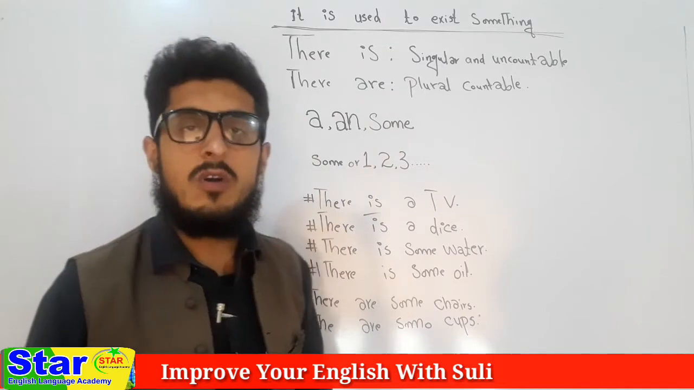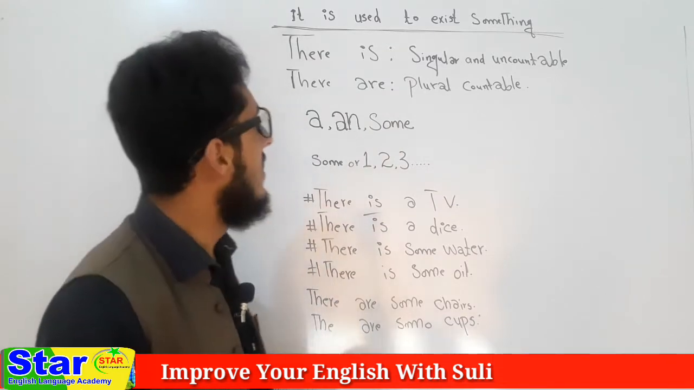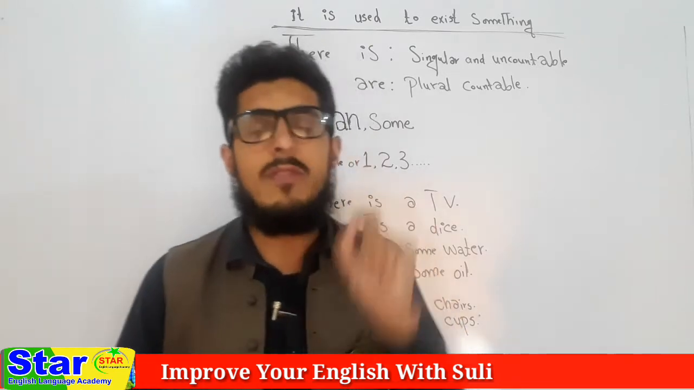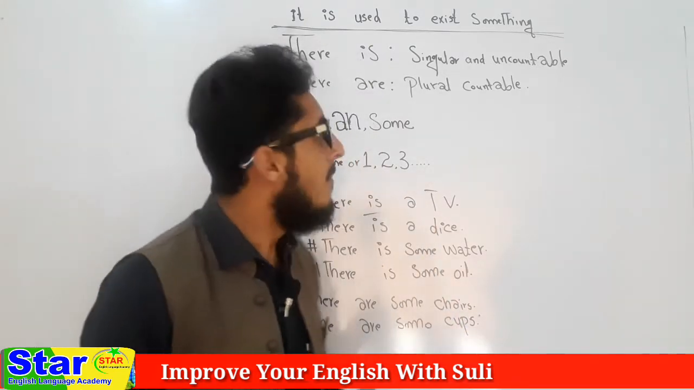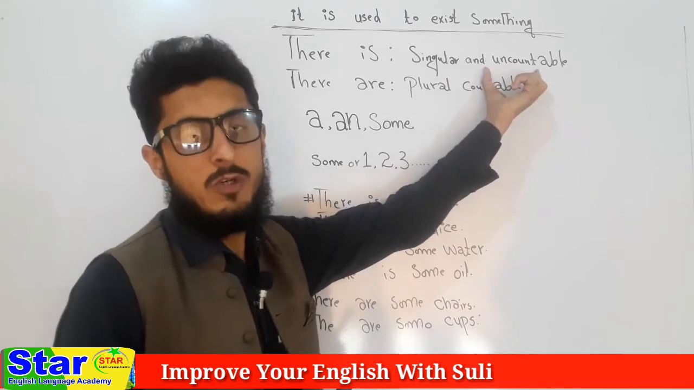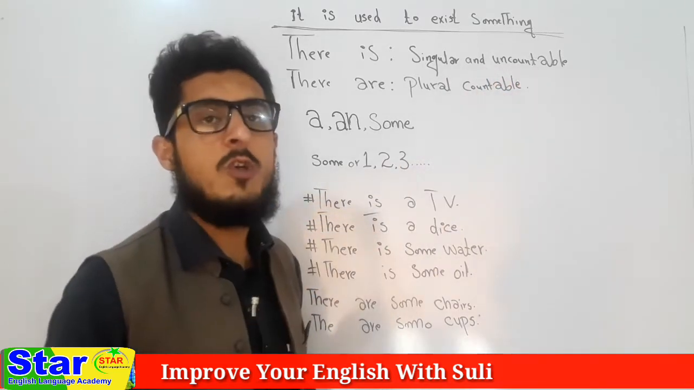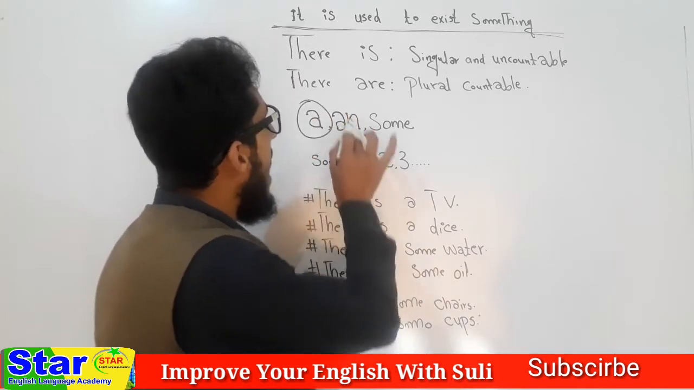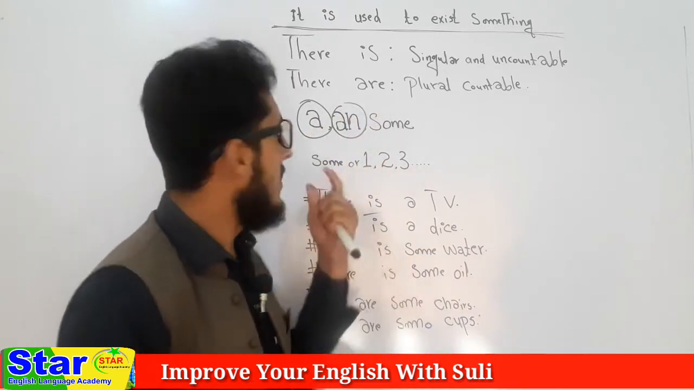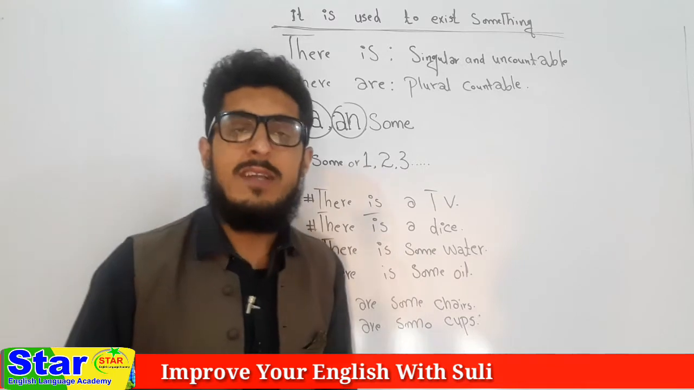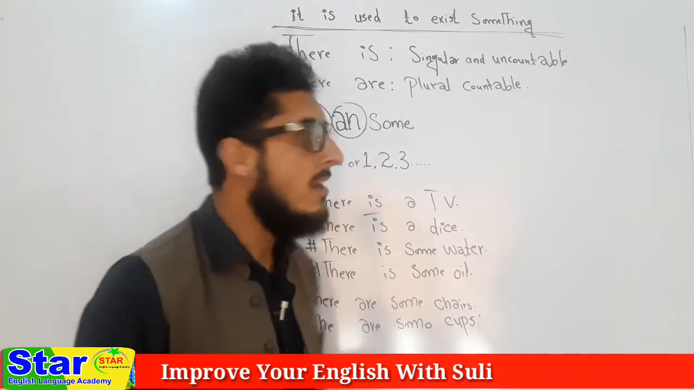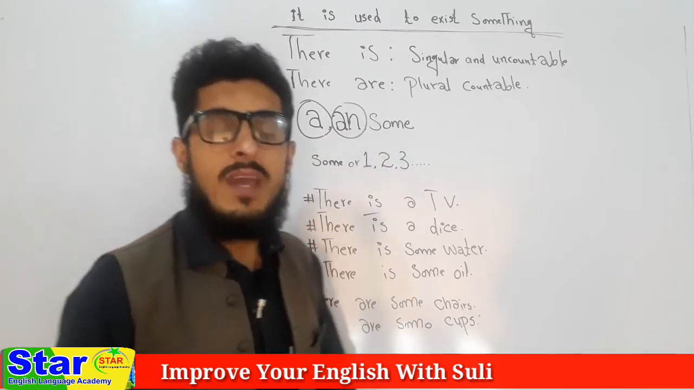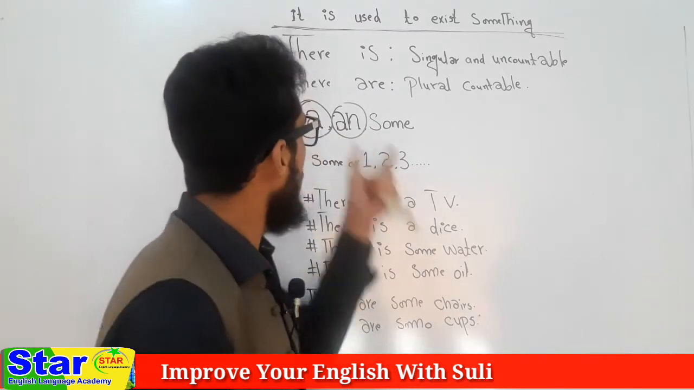First we will talk about there is. What is there is? So there is we use for a singular noun. When we talk about one noun, we use there is, but it is also used for uncountable nouns. If we talk about a singular noun, before a singular noun we use a and an. When we talk about nouns which start with a consonant sound, we use a. When nouns start with a vowel sound, we use an.